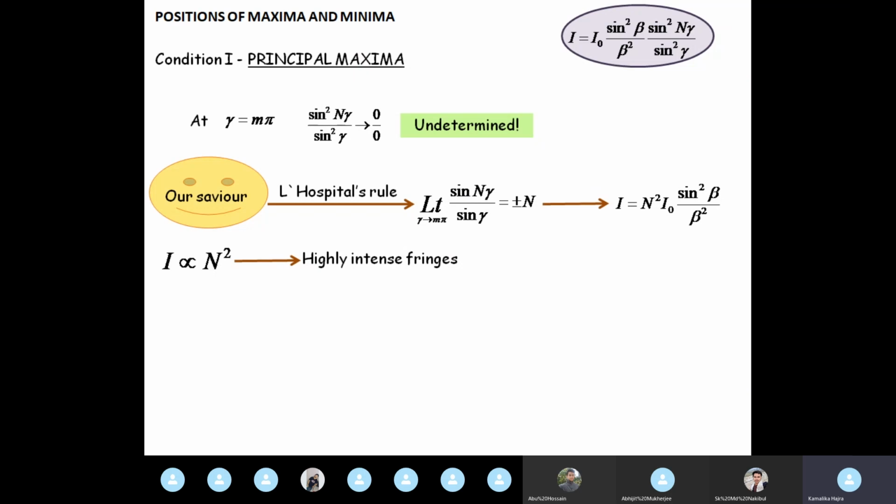So when n is 2, we know it is 4. When n is, say, 10, we get fringes at these positions, gamma equal to m pi, which are 100 times the value of the incident intensity. And we'll see later on that typically the value of n for multiple slits is 1000 or more. So you can understand how intense the fringes will be at these positions.